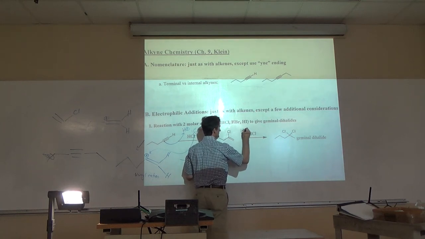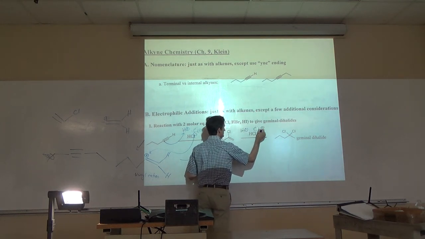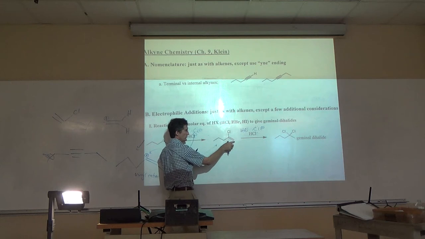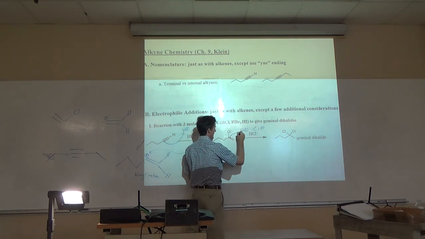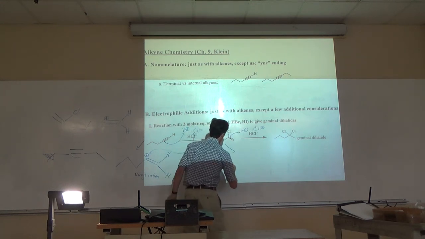H plus, Cl minus. Where are you going to leave the cation? Left or right? On the left. Even though this chlorine's here, it's still got a rich carbon friend. We need to look at that.